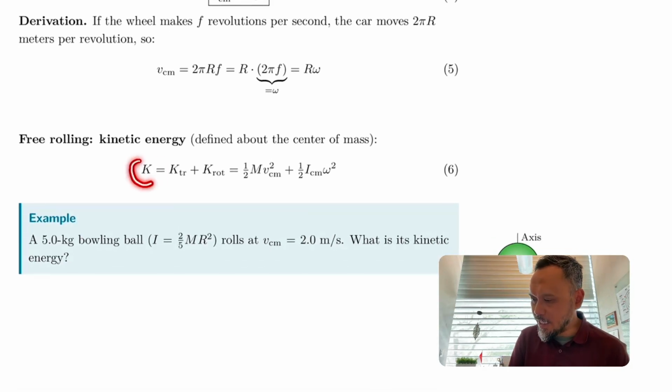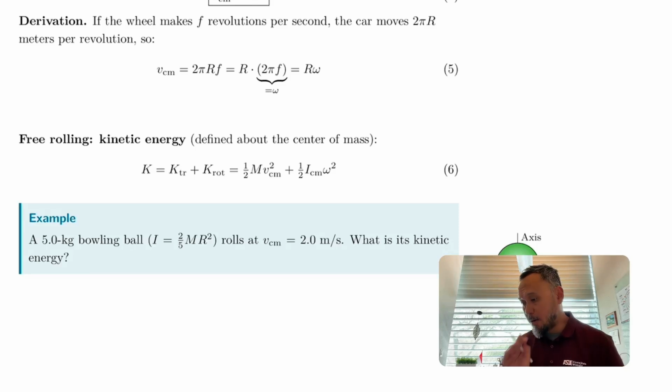And the kinetic energy, not surprisingly, is given by the sum of the translational kinetic energy plus the rotational kinetic energy. If the wheel has a mass of capital M, then this is equal to 1/2 m v squared plus 1/2 times I times omega squared. All right.